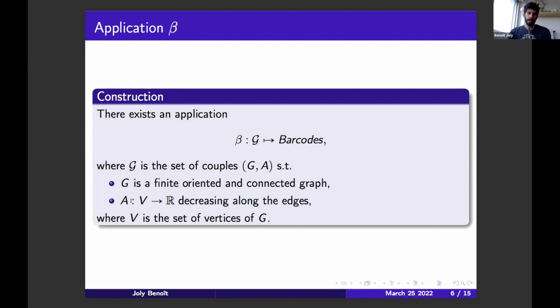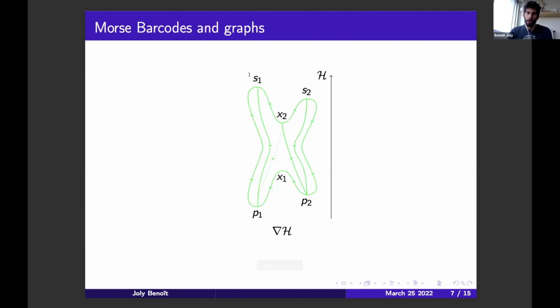So now, how to find this kind of graphs? For example, if we consider again the Morse function at the beginning on the two sphere, we can choose a Riemannian metric. We can consider the gradient lines of H.